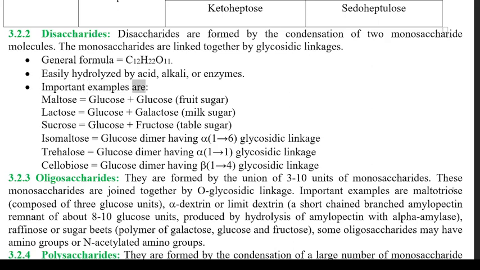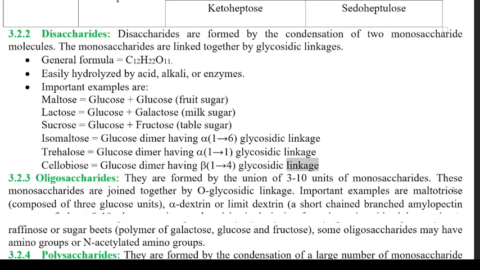Important examples are: maltose equals glucose plus glucose, malt sugar. Lactose equals glucose plus galactose, milk sugar. Sucrose equals glucose plus fructose, table sugar. Isomaltose equals a glucose dimer having a 1→6 glycosidic linkage. Trehalose equals a glucose dimer having a 1→1 glycosidic linkage. Cellobiose equals a glucose dimer having a 1→4 glycosidic linkage.